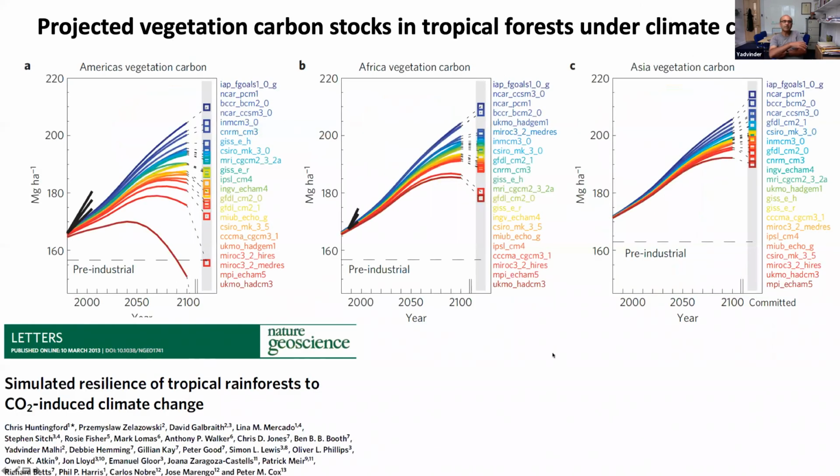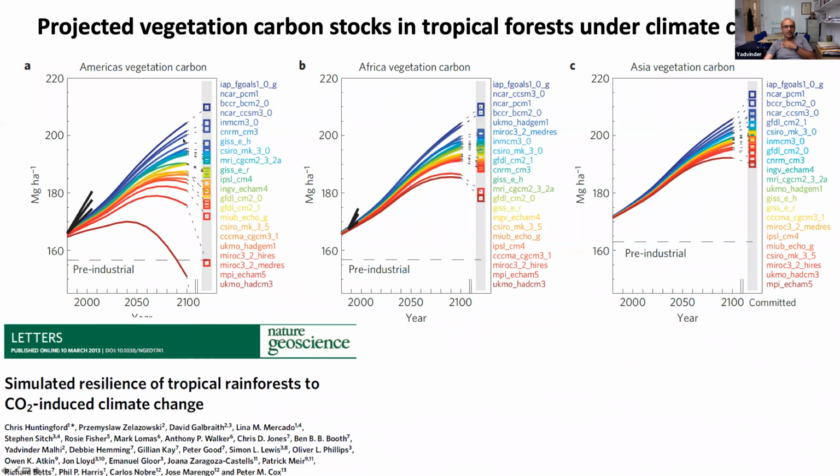And here's one example of a compilation of models. So these are a range of Earth system models, biosphere models used in IPCC. And these projections here show projections of vegetation carbon stocks in different tropical forest regions over the 21st century.